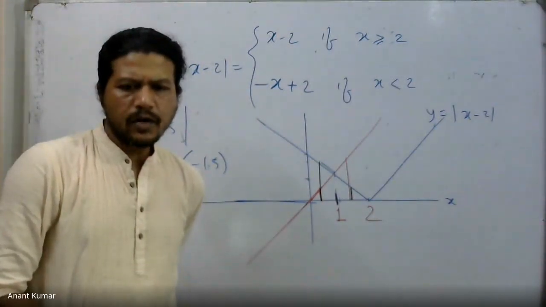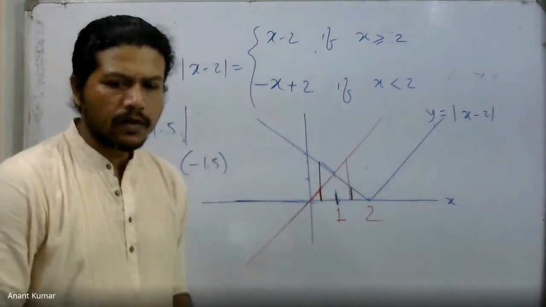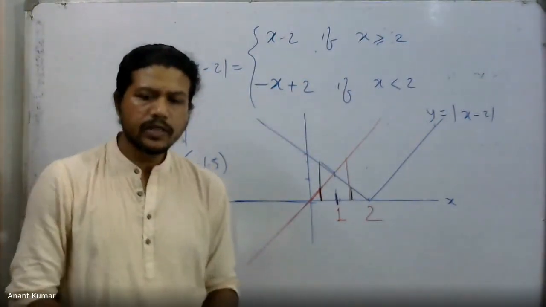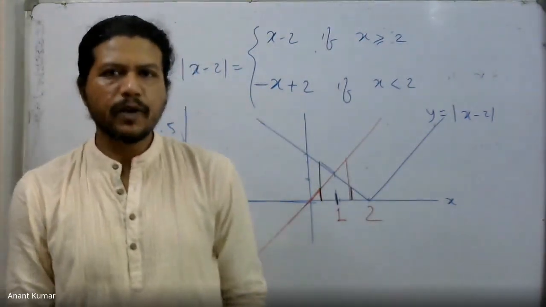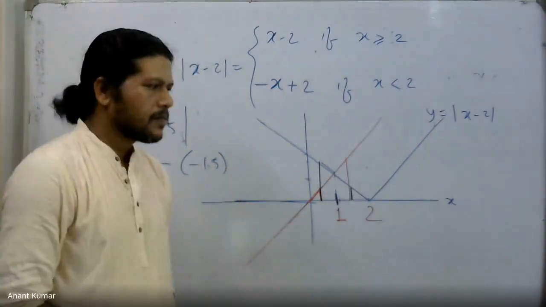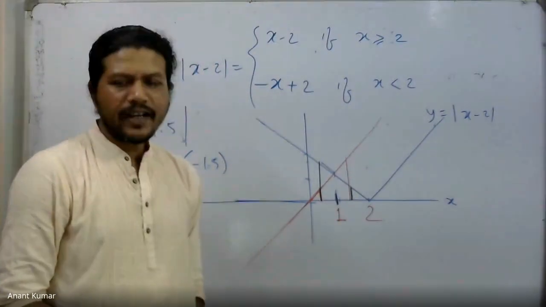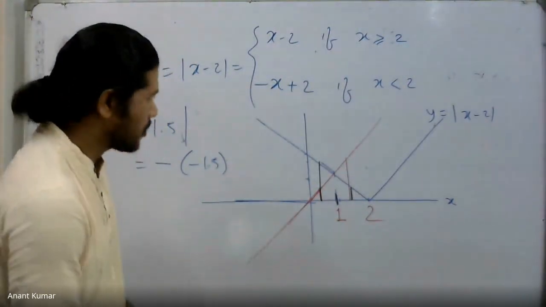Somebody asked how I drew the red curve. Well, I have plotted y equal to x. What is y equal to x? A straight line through the origin at 45 degrees. y equal to mx plus c, where c is 0 and m is 1. Is it fine, everyone? Okay, in that case, I should move ahead a bit.